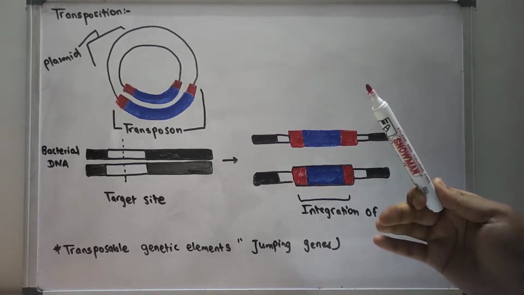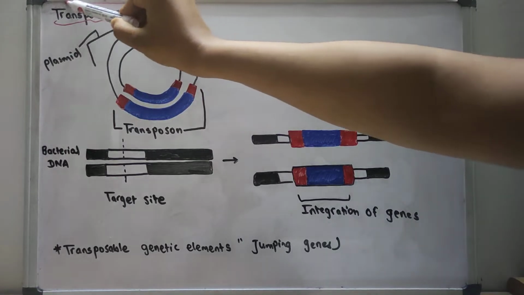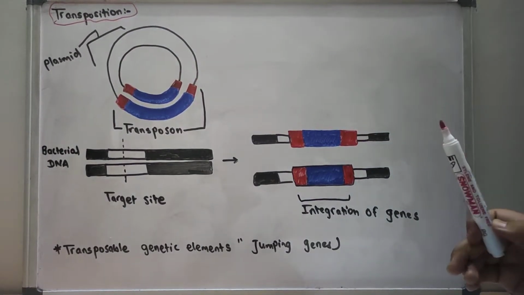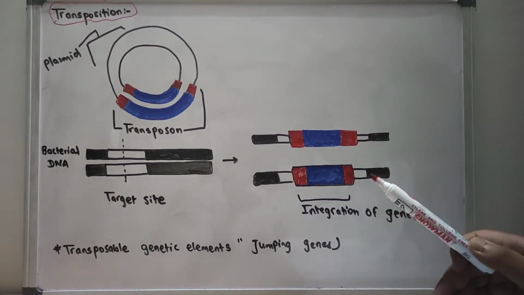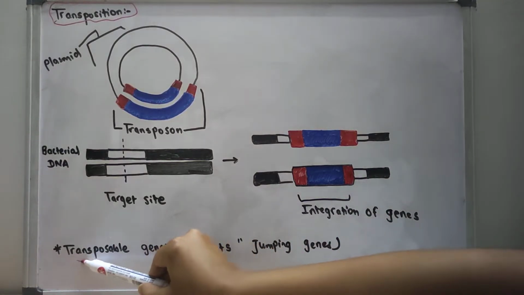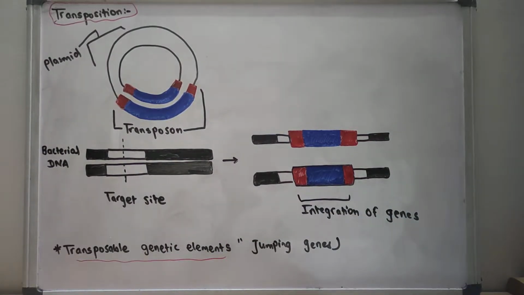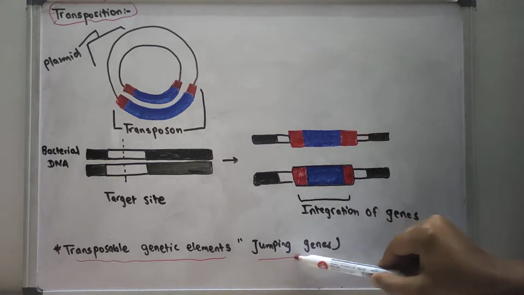Now let us discuss another topic in bacterial genetics, that is transposition. Before starting the topic of transposition, I want you to know the concept of transposable genetic elements. The transposable genetic elements are also called jumping genes.